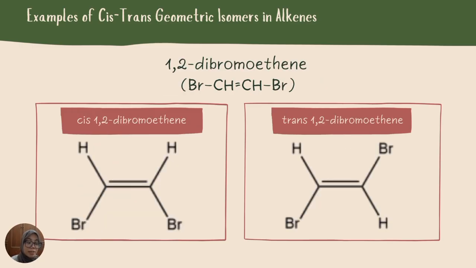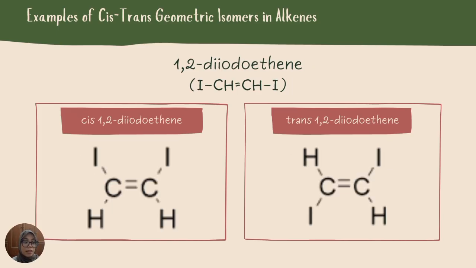The sixth example is 1,2-dibromoethene. In cis-1,2-dibromoethene, both bromine atoms are on the same side of the double bond, making the molecule polar. Meanwhile, in the trans isomer, the bromines are on opposite sides, which makes the molecule nonpolar, even though both have the same atoms. This difference in polarity influences how the substance dissolves in water or interacts with other molecules. And the last example is 1,2-diiodoethene.